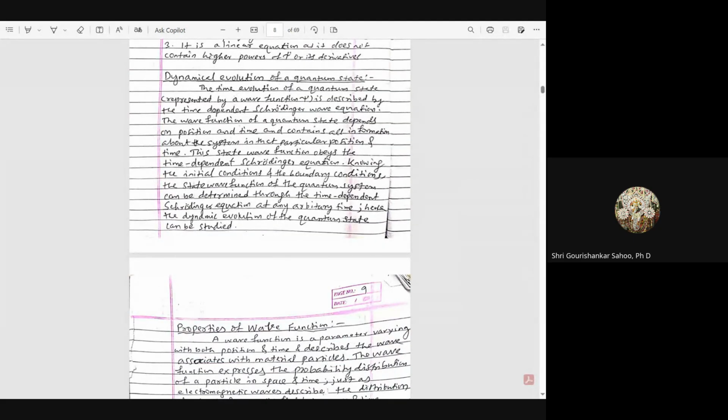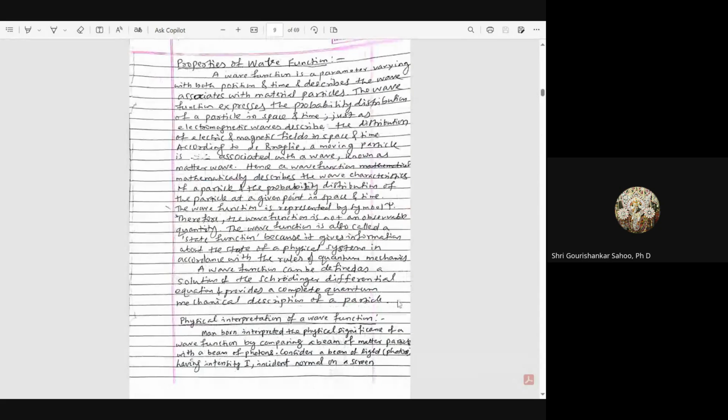Then, dynamical evolution of quantum state. The time evolution of a quantum state represented by a wave function psi is described by the time-dependent Schrodinger wave equation. The wave function of a quantum state depends on position and contains all information. This state wave function obeys the time-dependent Schrodinger equation. Knowing the initial conditions and the boundary condition, the state wave function of the quantum system can be determined through the time-dependent Schrodinger equation at any arbitrary time. Then the dynamic evolution of quantum state can be studied.